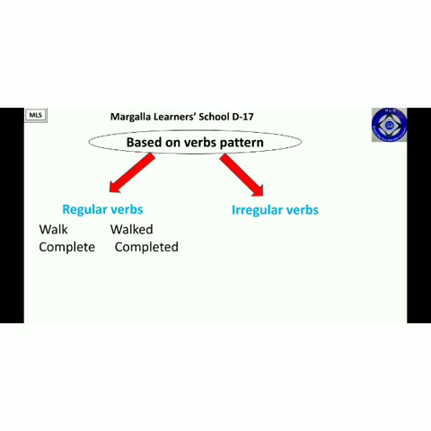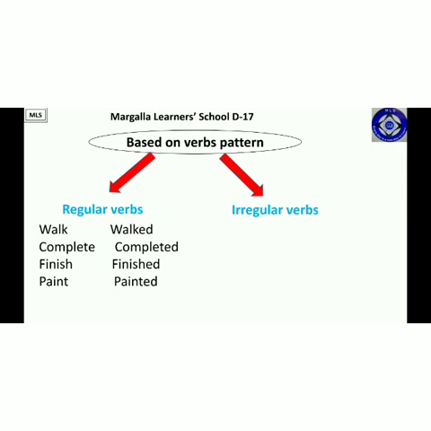Similarly, complete, completed. Finish, finished. If you look at another example, this is paint, painted. See, we have the same walk, complete, finish, paint. The base verb is totally present over here and we have just added ed at the end, and thus we got the second form of the verb.